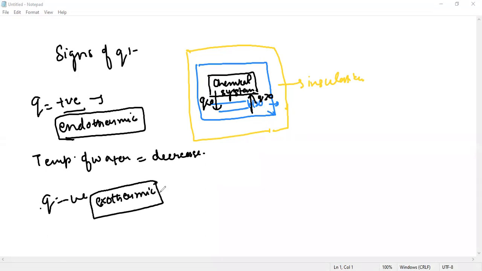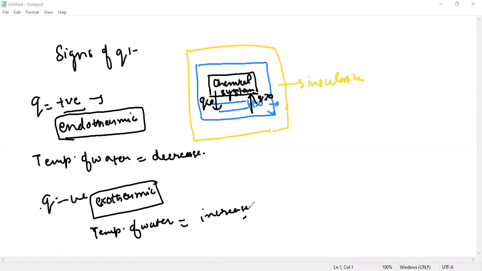They release heat to the surroundings. Okay, so the Q value is negative, and in this case, what will happen to the surroundings? The temperature of the water, which is the surrounding here, will increase. It will increase. Now this is about the signs of Q.